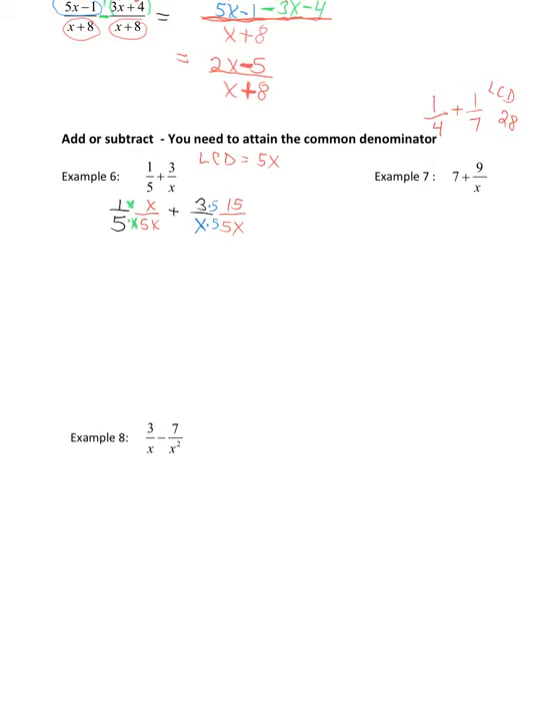So now I'm going to look at just what I have in red. x over 5x plus 15 over 5x. And now I can see, oh yeah, now that I have a common denominator, I can say, all right, my final answer is going to be over 5x. And now I just need to add my numerators together. And when I do that, I get x plus 15.